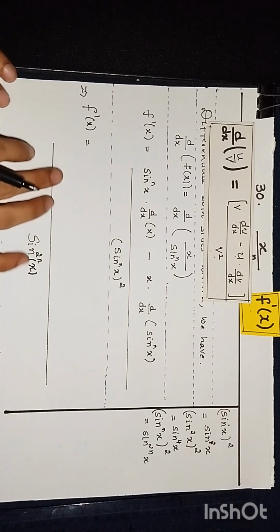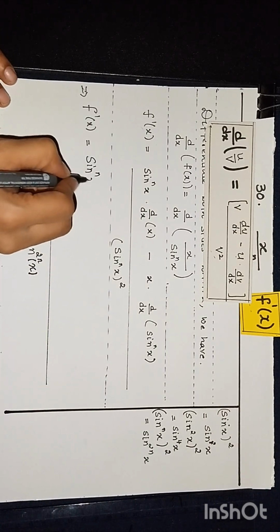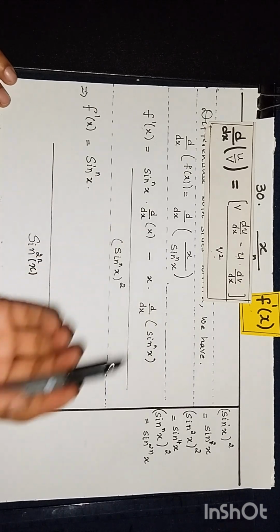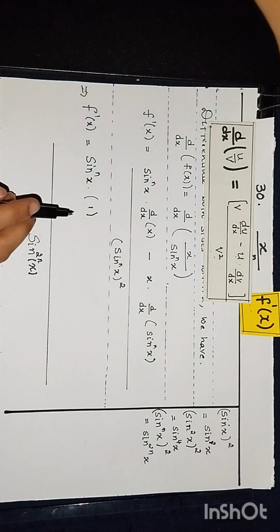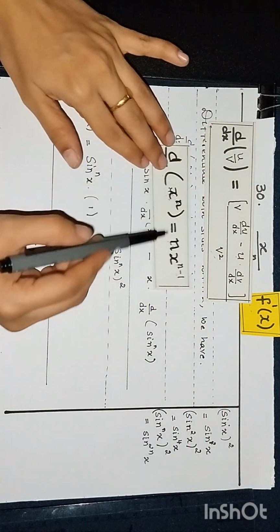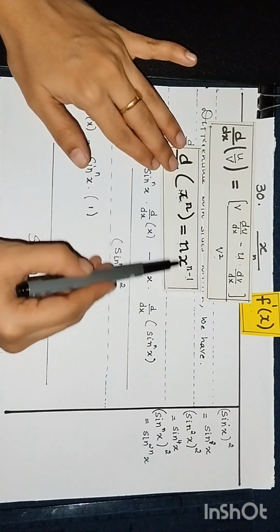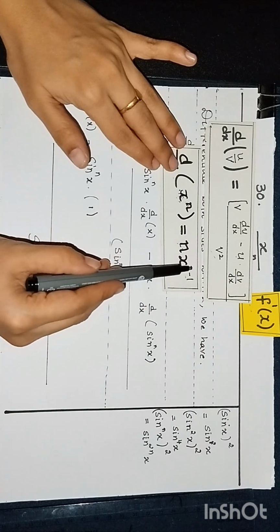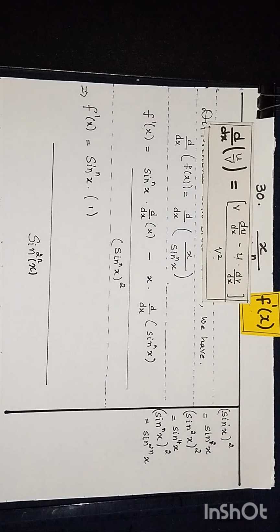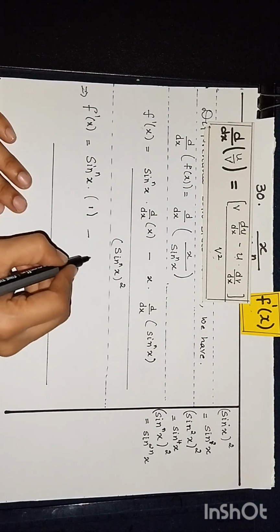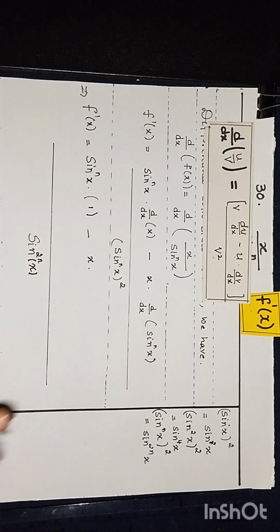Okay, now let us solve the numerator. Now sine to the power nx, derivative of x is 1. How do we get it? By using the power rule, x power 1. So you apply this, x power 1, you will get 1 into x to the power 0, which is 1. So derivative of x is 1, minus x into d by dx of sine to the power nx.